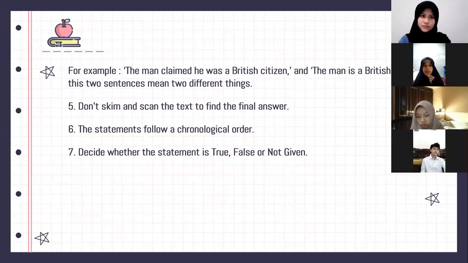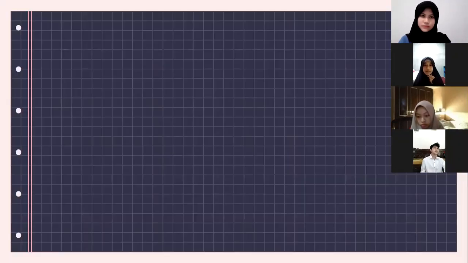Okay, move on to the next speaker, Reski Mediani. Okay, hello everyone. I am Reski Mediani. I will share with you another strategy that you can use to solve true, false, and not given questions.